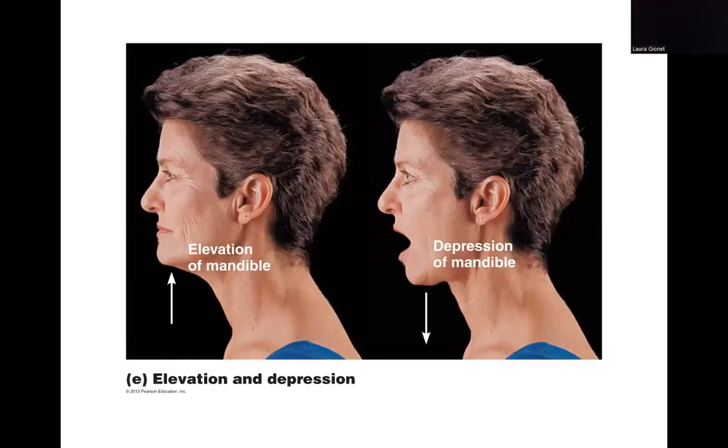Elevation and depression. Well, the mandible is a good location. Remember, the mandible pivots at the mandibular condyle, all right? So dropping or lowering the mandible is mandibular depression, and bringing it back, closing your mouth, would be elevation. We elevate and depress the scapula too, as it slides along the ribs.